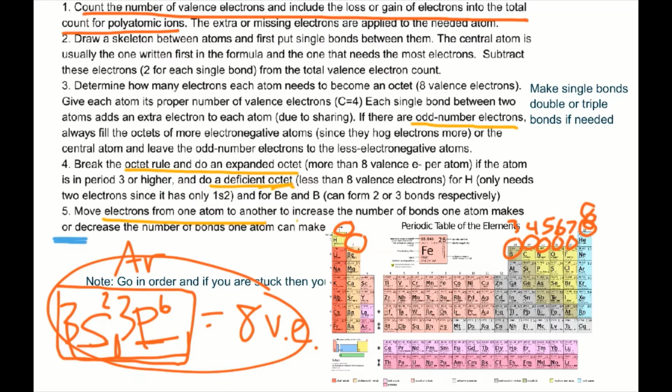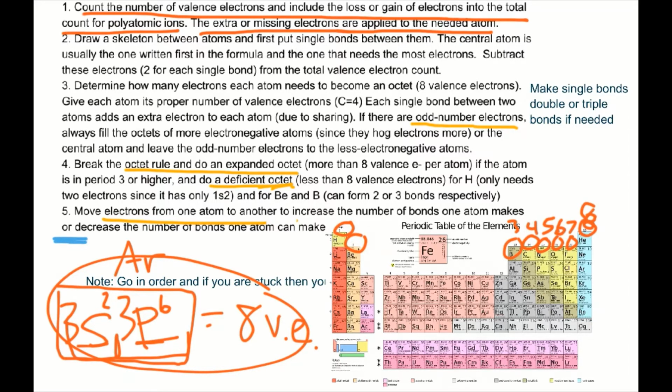Now, moving on, let's take a look at the procedures. So we talked about how we have to count the number of valence electrons and include the loss or gain of electrons for polyatomic ions, since they have a plus and minus charge, which indicates extra electrons or missing electrons. So the extra or missing electrons in polyatomic ions are applied to the needed atom, as we'll see in an example.